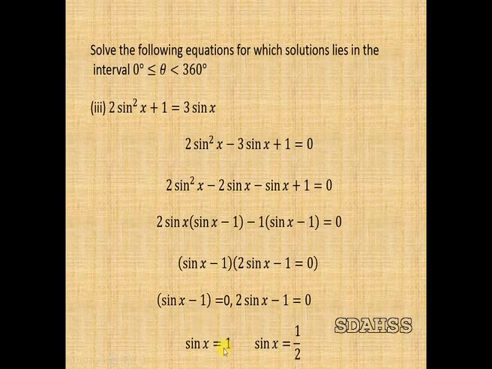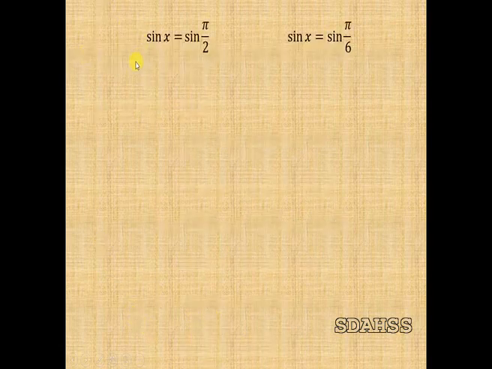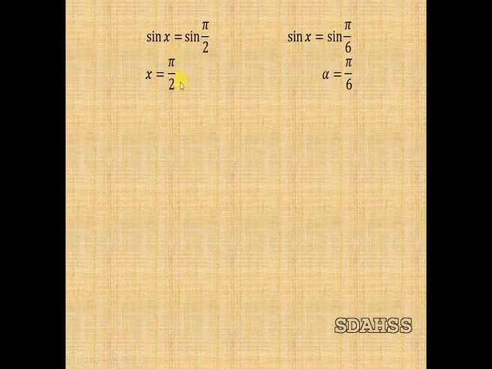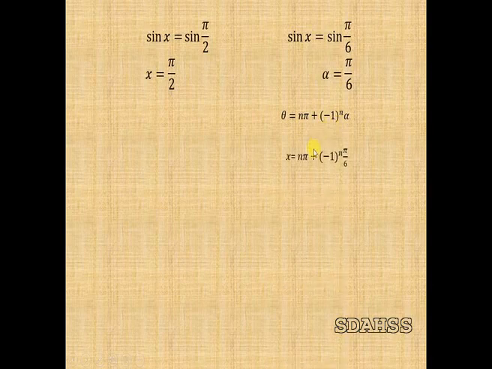So then sin x is equal to 1 by 2. Sin x is equal to 1, we can write sin x is equal to sin pi by 2. Here sin x is equal to sin pi by 6. And then x is equal to pi by 2. Here alpha is equal to pi by 6. Then now this is of the form sin theta is equal to sin alpha. Its general solution is theta is equal to n pi plus minus 1 whole power n into alpha.